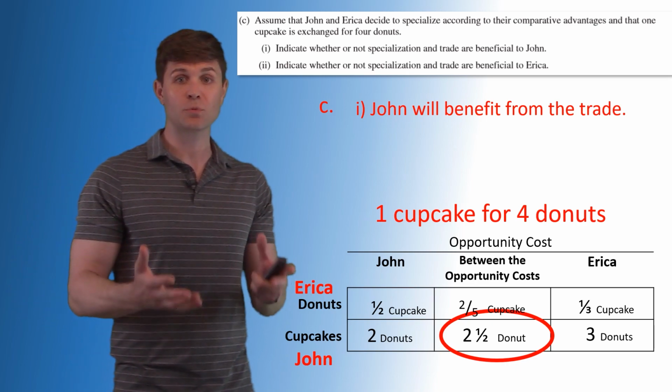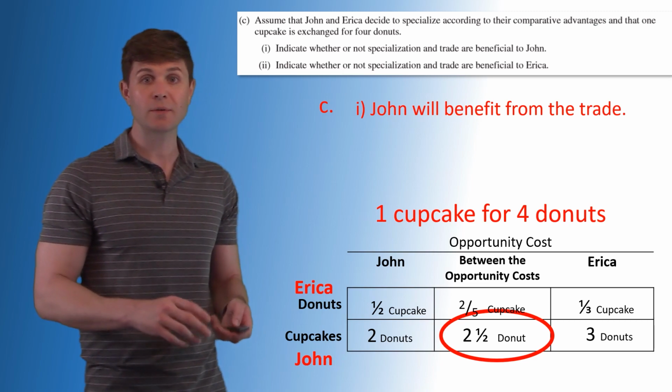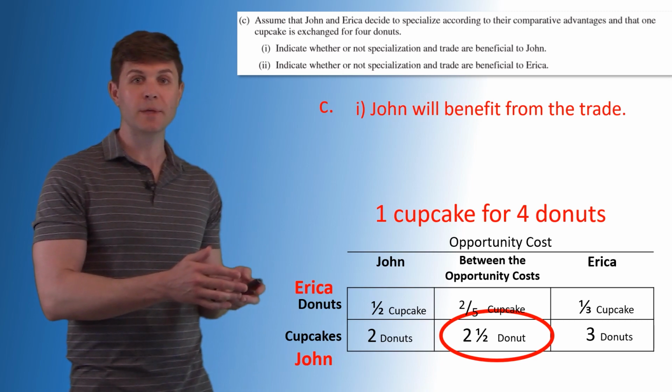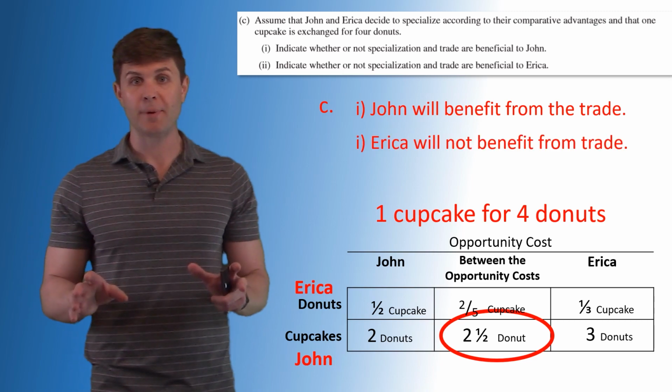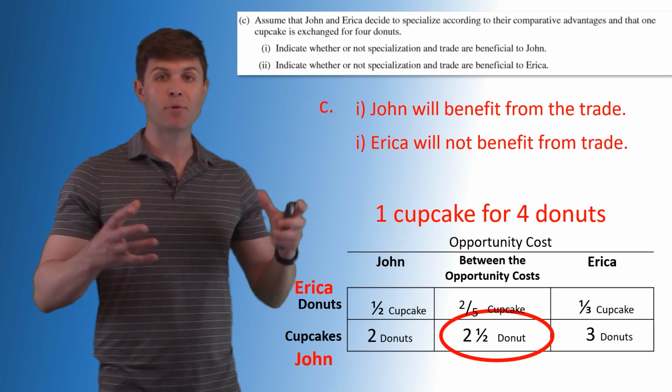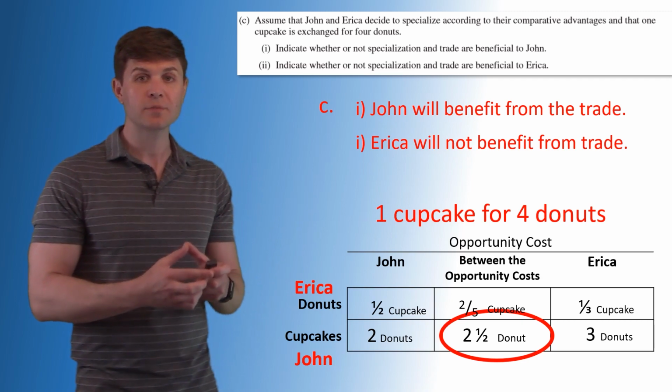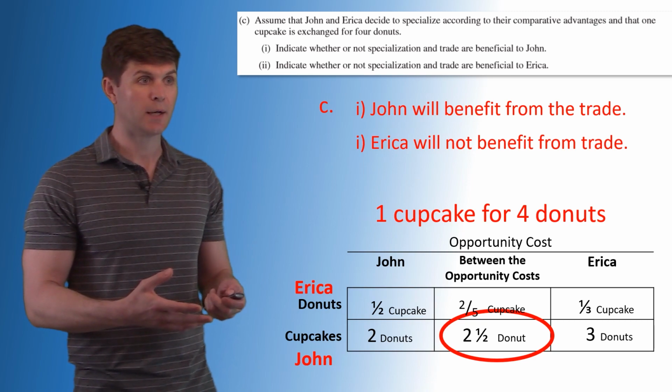Her domestic cost is 3 donuts. She's not willing to trade 4 donuts for 1 cupcake. So Erica will not benefit from this trade. It does not fall between the opportunity costs. It is not a mutually beneficial trade.